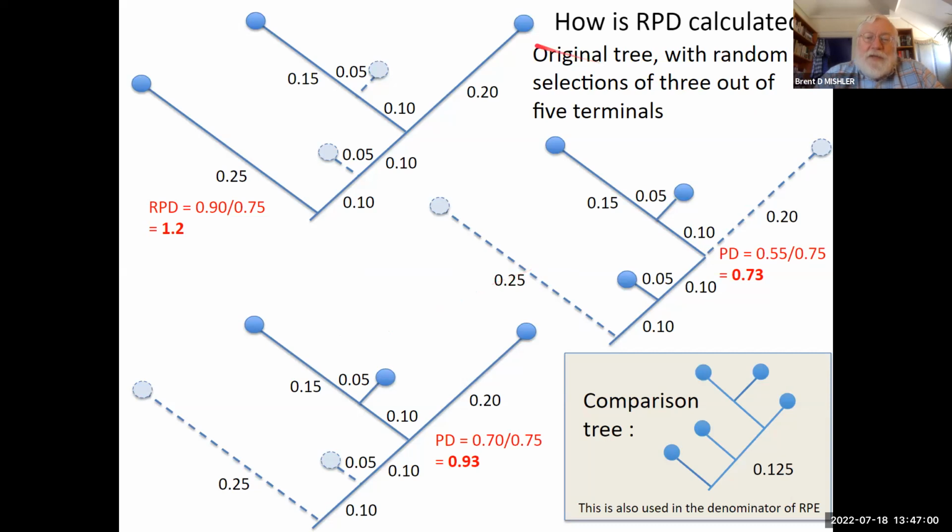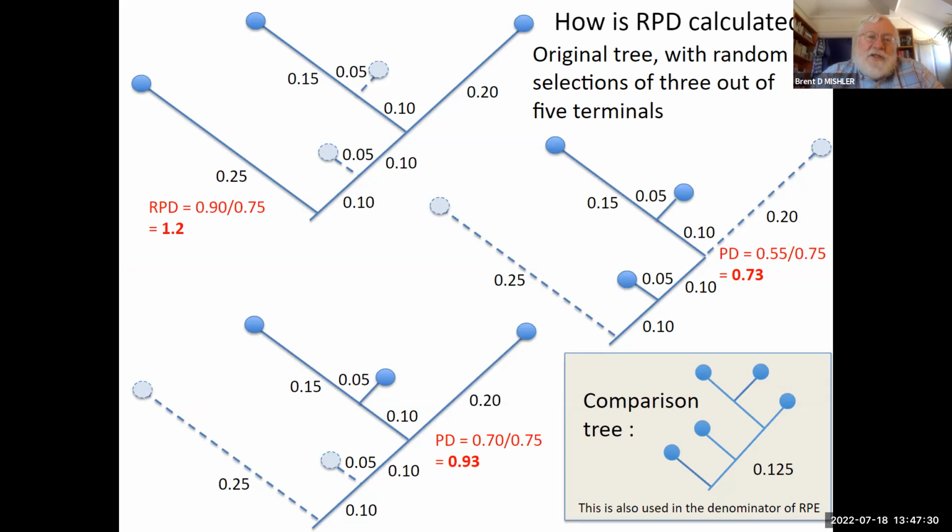And that's in the lower right-hand side there, where all branch lengths are 0.125. So they're all a fair share of the length of the tree. And both of these metrics, RPD and RPE, are looking for places where there are a lot of long branches or short branches. So what we're doing is we're comparing the PD we get on our regular tree with the PD you would get on that comparison tree.